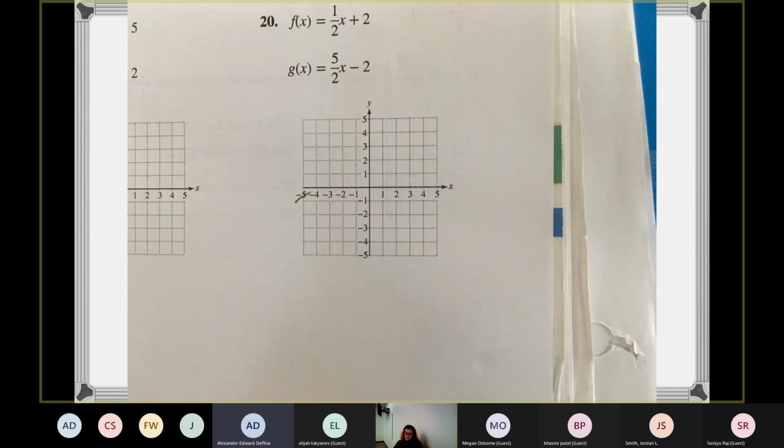Now remember, f of x means y, so both of these equations are already in the proper form. 1/2 x plus 2, and g of x is 5/2 x minus 2. We don't have to rearrange, you just have to graph. And when you're done graphing, let me know what happens.